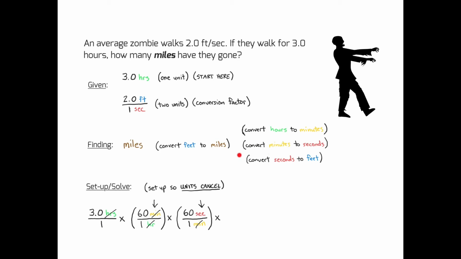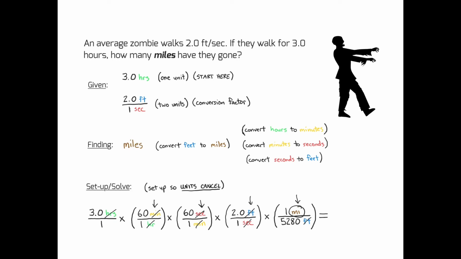Now we're going to convert from seconds to feet. So now we can use our conversion factor here to go from seconds to feet. We set it up so our seconds on bottom will cancel with our seconds on top. These seconds and these seconds cancel. And now we have feet. And now we can convert our feet to miles. So there are 5,280 feet per 1 mile. Feet on bottom will cancel with our feet on top. And now we're left with miles, which is what we're looking for.